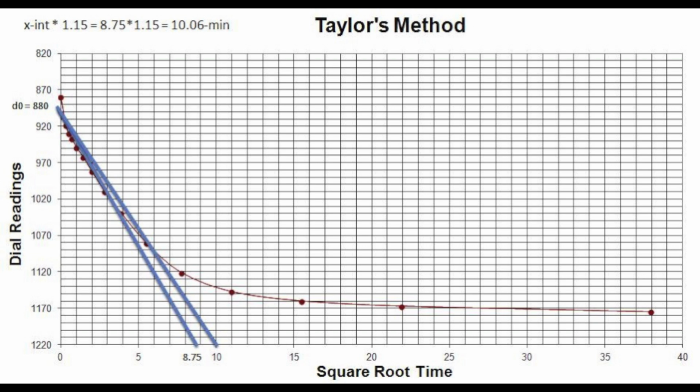Wherever the new line intersects the actual dataset, draw a vertical line down to the x-axis and a horizontal line down to the y-axis. The intersection of the y-axis and this horizontal line is considered to be D90. Our horizontal line crossed the y-axis at 1092, therefore D90 is 1092.